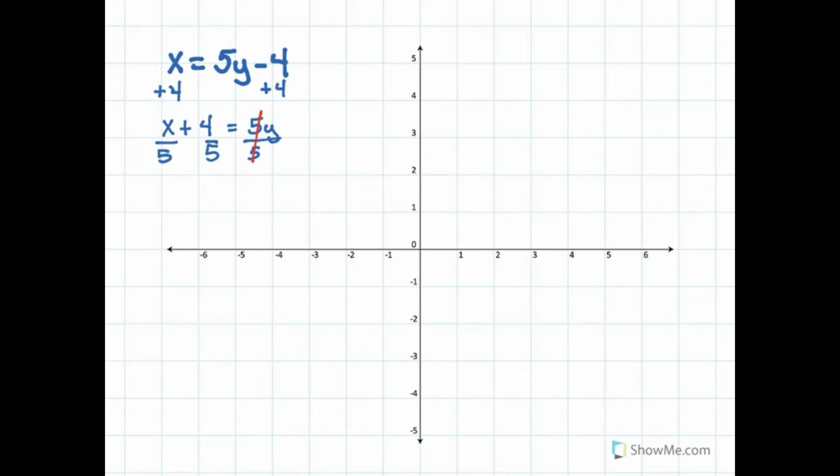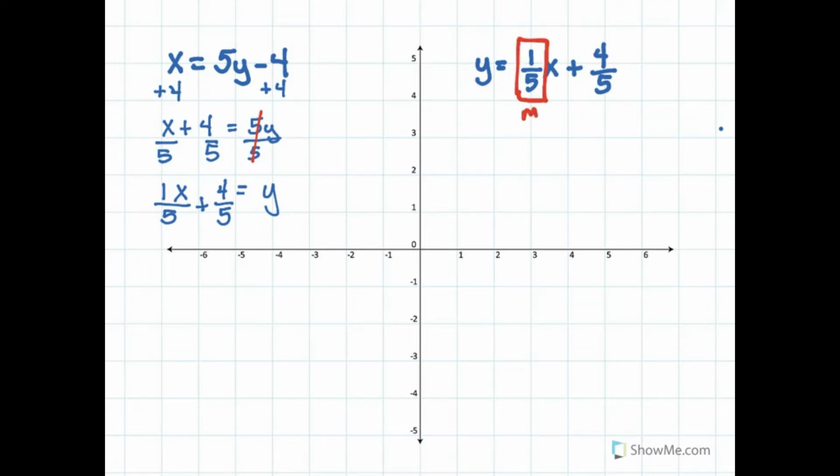5's cancel out, but I have 2 more fractions on the other side. y is equal to x over 5. That's the same as 1/5 times x plus 4/5. If I like to look at it in the other direction, I can write y equals 1/5 x plus 4/5, and now I have the slope, 1/5, and the y-intercept, 4/5.